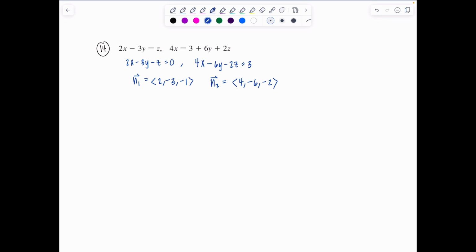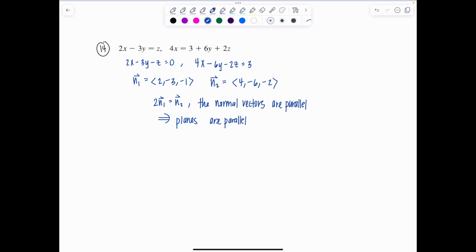Ooh, they are scalar multiples. Notice 2 times n1 is equal to n2. So the normal vectors are parallel. Therefore, the planes are parallel. Okay, and then we're done. Hooray, that was the shortest one.